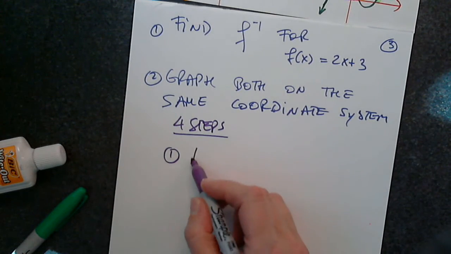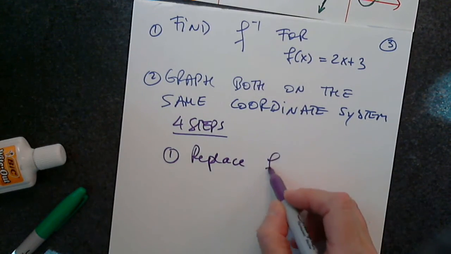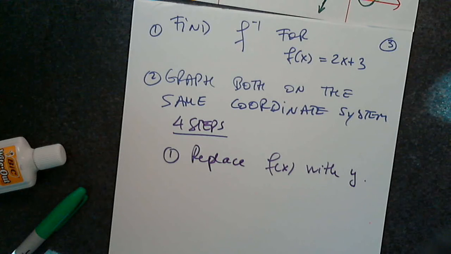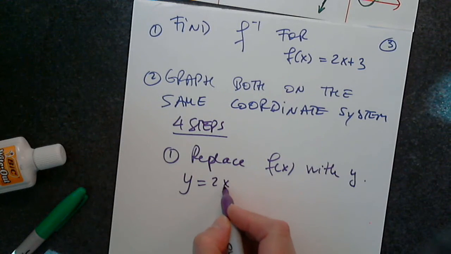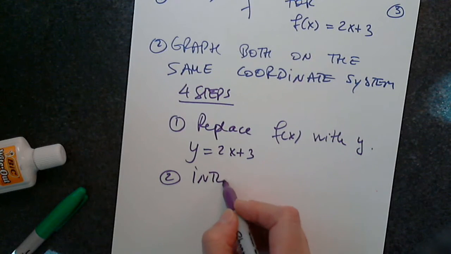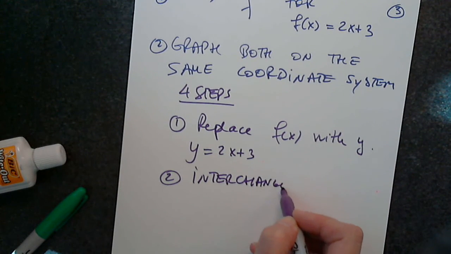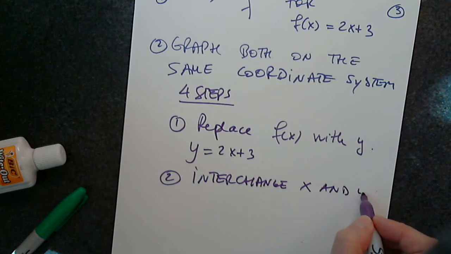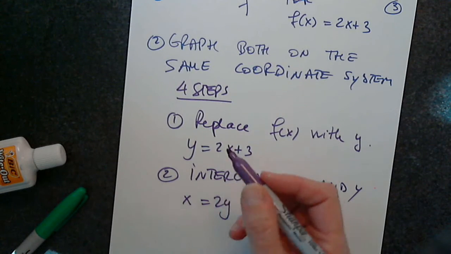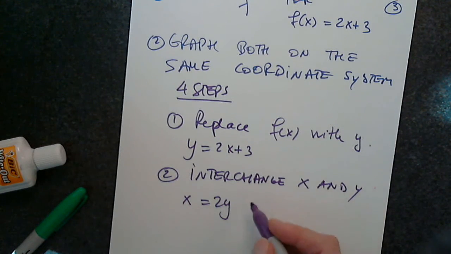Okay, so 4 steps. Number 1, replace f of x with y. Do you allow me to do that? Would you agree? Yes. f of x and y are the same. Agreed? So then I replace and I write y equals 2x plus 3. In step 2, I interchange x and y. Meaning, I want to write x here, and where I see y, I replace by x. Where I see x, I replace by y.